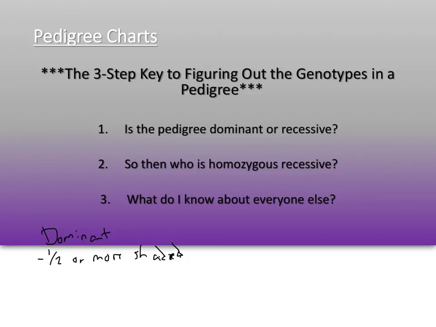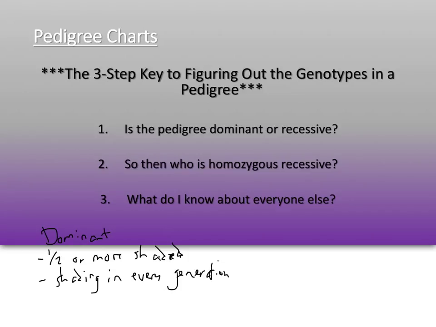The second thing you can look for is that in a dominant pedigree, you will see shading in every generation. So the grandparents, the parents, the kids, the grandkids, in each generation you will see some shading. If that's true, it's probably dominant.